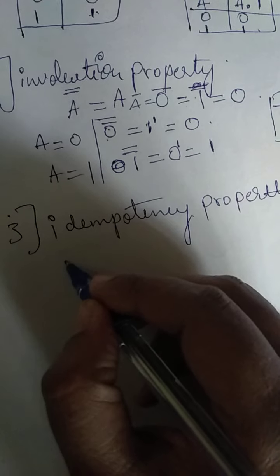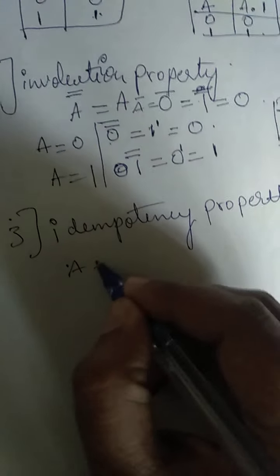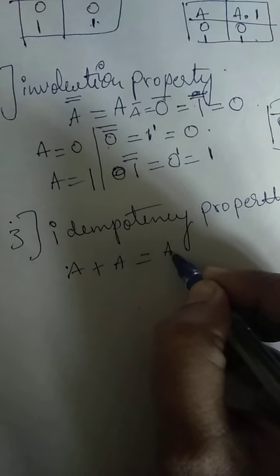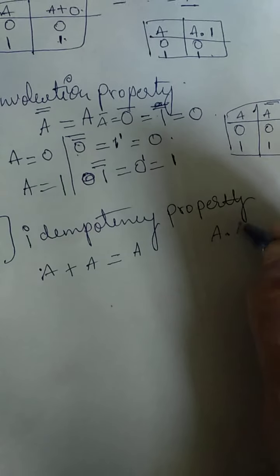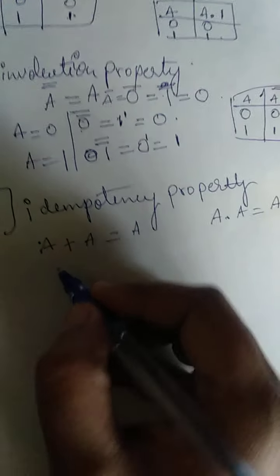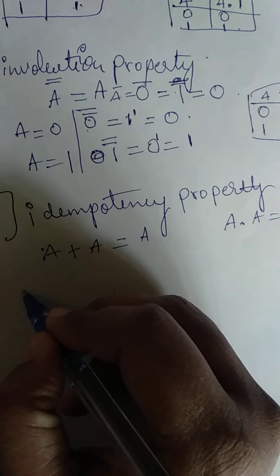So this property expression will be a plus a, which will give the answer as a. And if you do a into a, it will give the answer as a. So let's see, we'll prove this property. So for a plus a, which gives a.